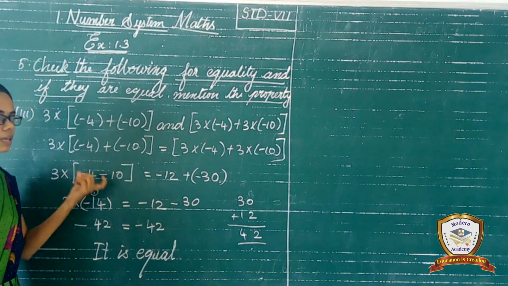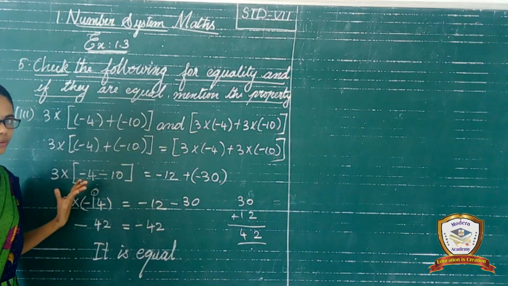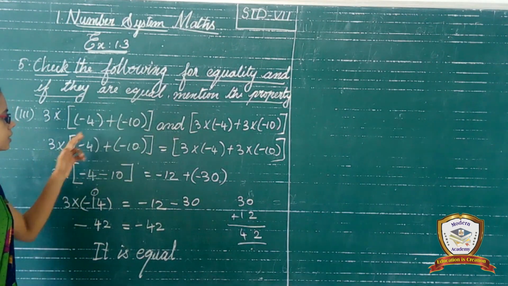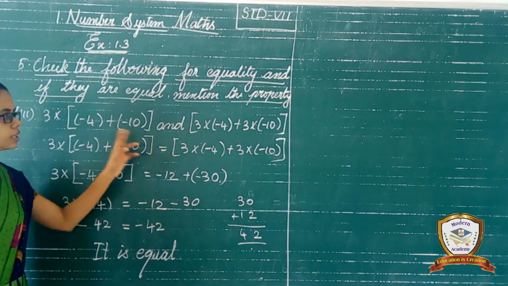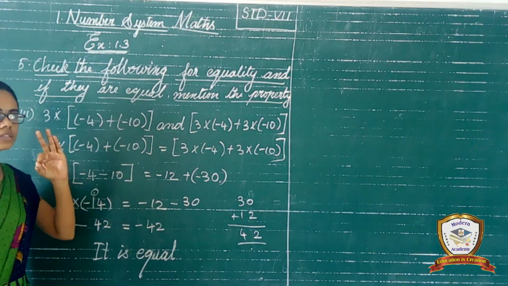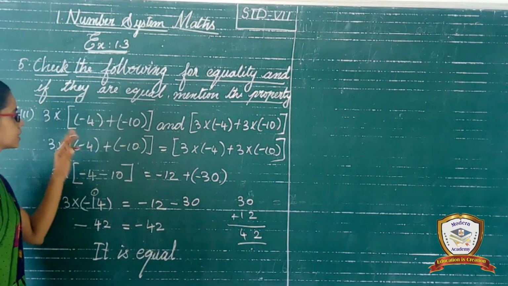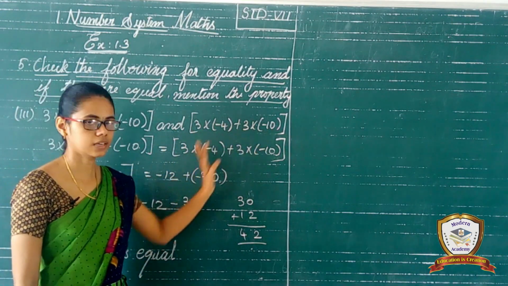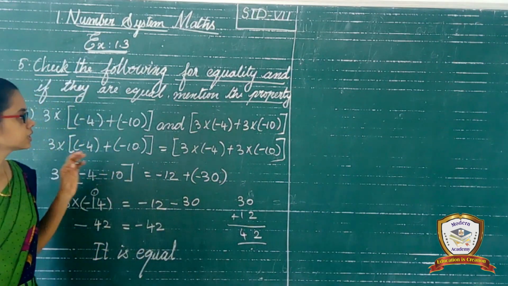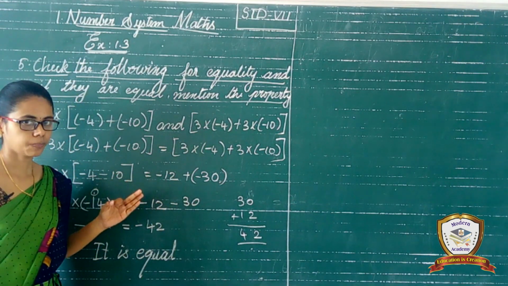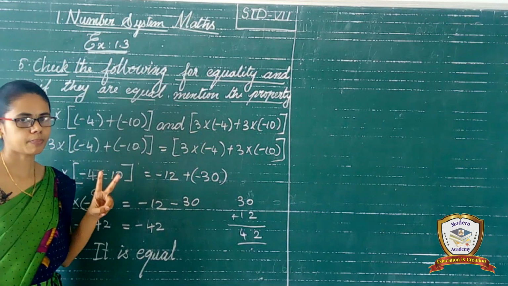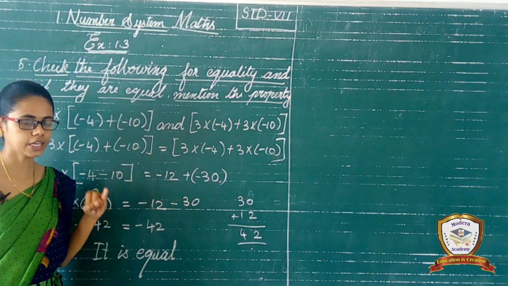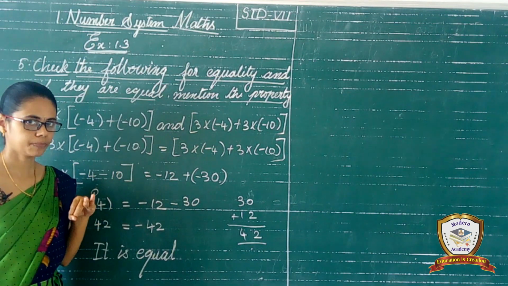So now let us see the property name. Which property do we have to find? Okay. Now see here, in our questions, how many numbers are there? So totally 3 numbers, isn't it? Here 3, 4, 10. Same here 3, 4, 10, isn't it? So with 3 numbers, we have to mention 2 properties. So first one associative property and then distributive property. Okay.